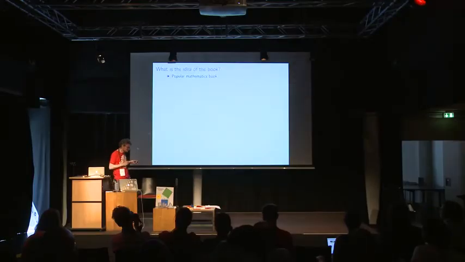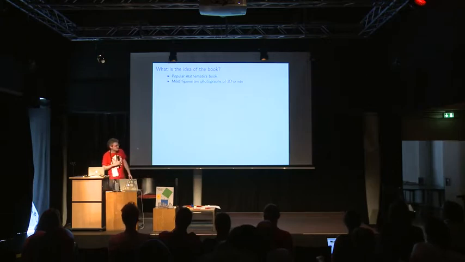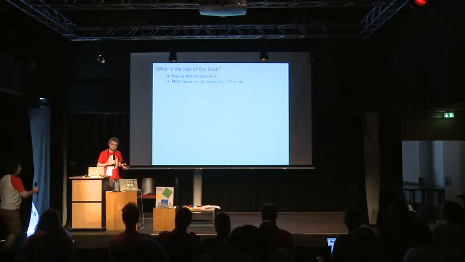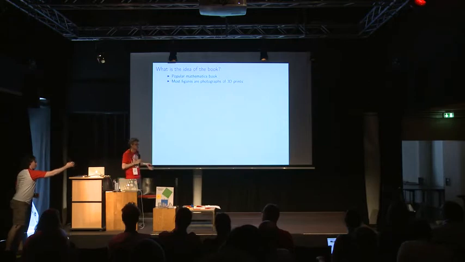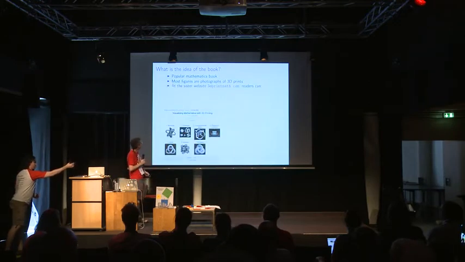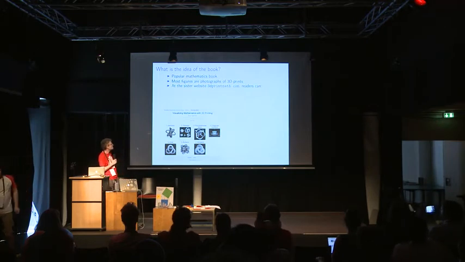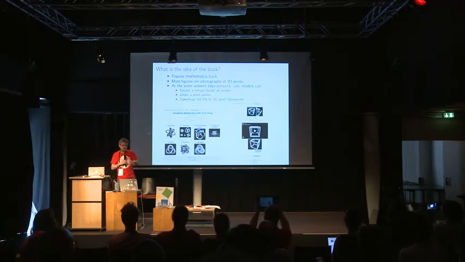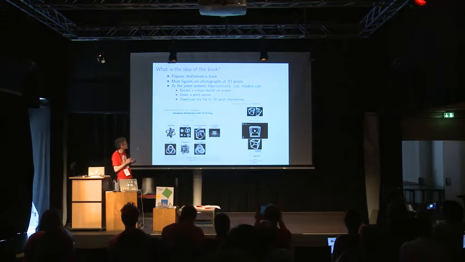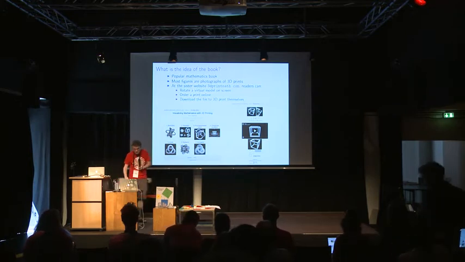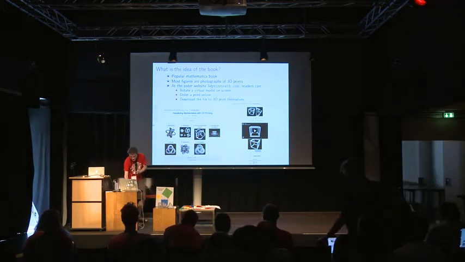So it's a popular mathematics book, and the main twist is that most of the figures in the book are photographs of 3D printed things, and there's a sister website, 3dprintmath.com, where you can see a virtual model on screen and rotate it around. You can order a print online, or you can download the file to 3D print yourself.